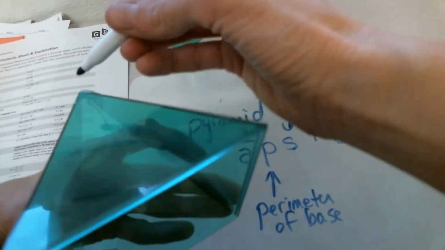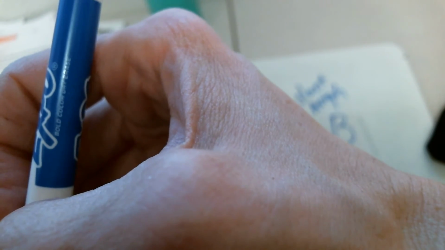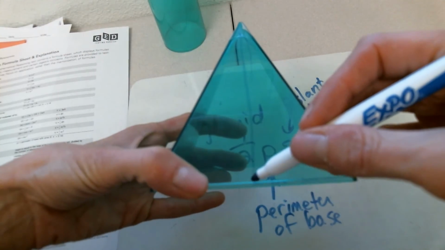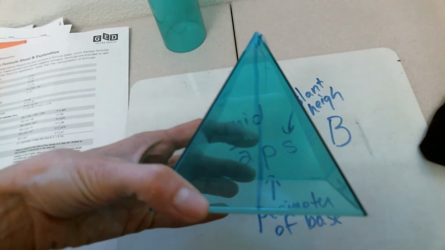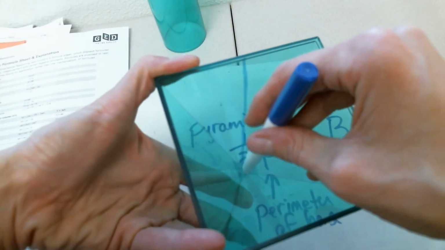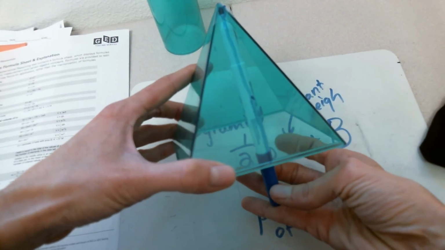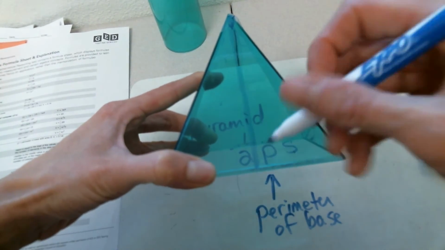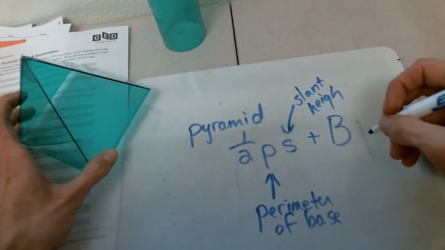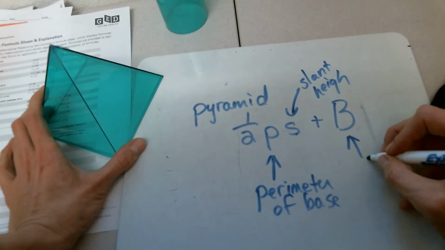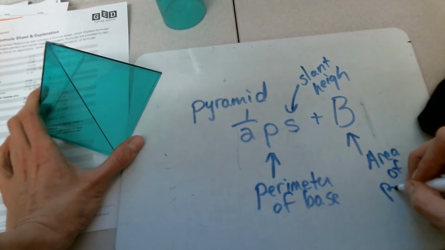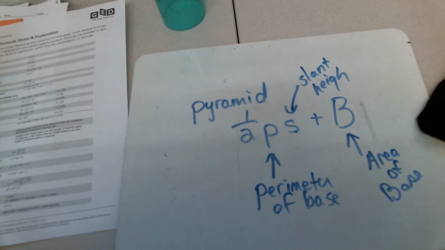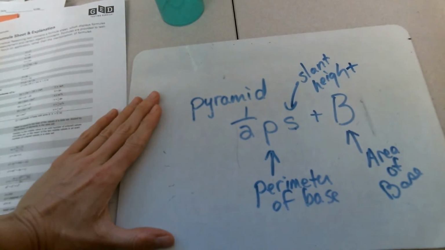S is the slant height. Slant height means how high is this? If I'm looking at this, how long is it from the base to the top along one of the sides? You see that? It's not talking about the height, which would be if I stuck my marker in there like that. It's talking about from the base to the point of the pyramid, but just along one of the sides. And then capital B is the area of the base. So that's for a pyramid.